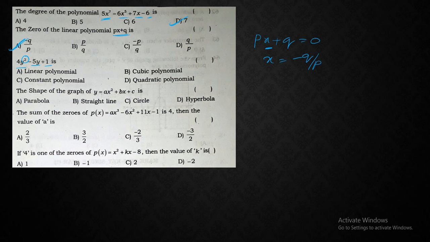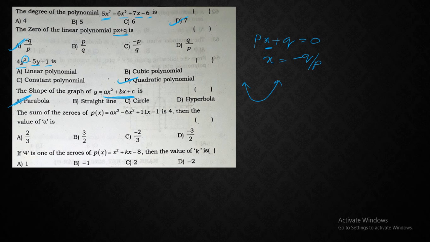Next, 4y square minus 5y plus 1. What is the highest power? 2. If the highest power is 2, then it is a quadratic polynomial. Next, the shape of the graph y is equal to ax square plus bx plus c. The graph of a quadratic polynomial is nothing but a parabola. We already know it looks like a U shape, right?